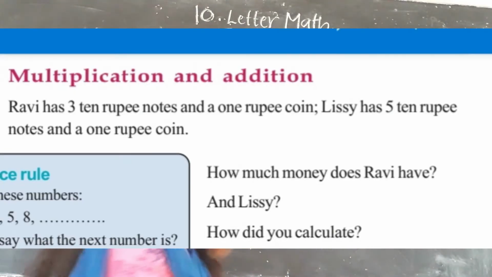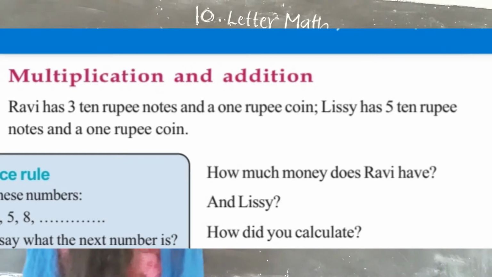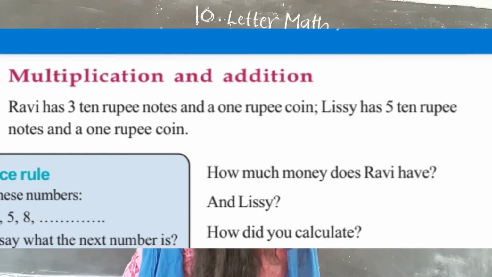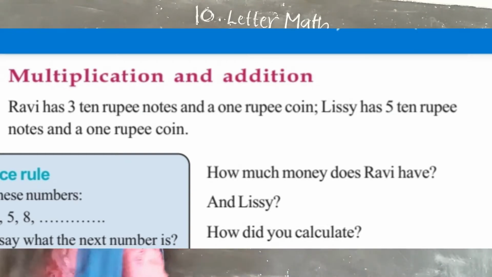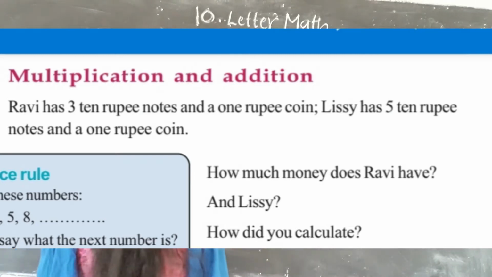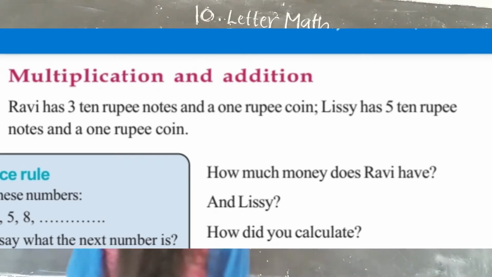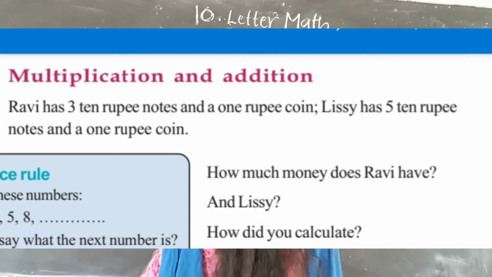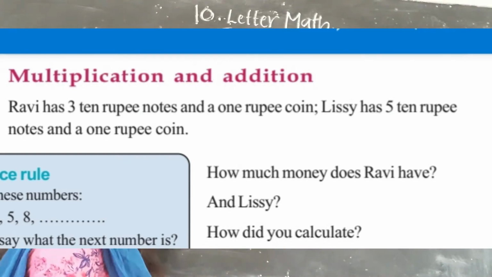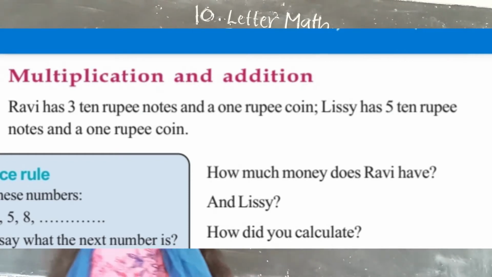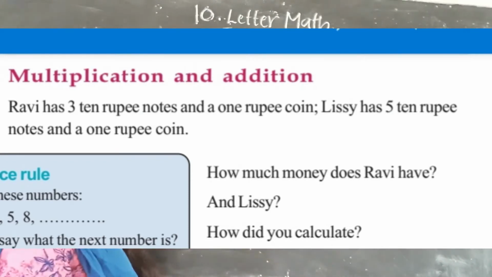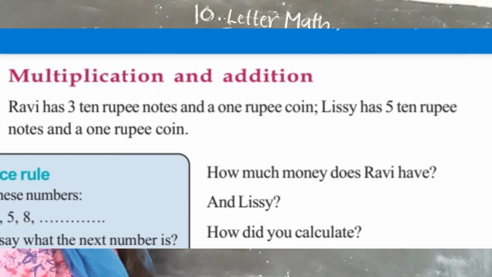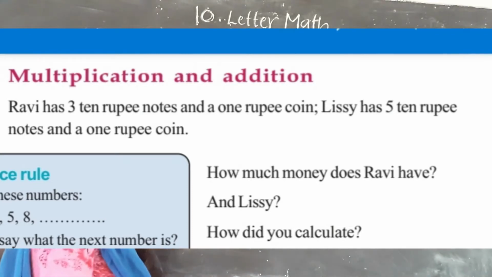Let us see multiplication and addition. Ravi has 3 ten-rupee notes and 1 one-rupee coin. Lissy has 5 ten-rupee notes and 1 one-rupee coin. How can we write this? How much money do Ravi and Lissy have?